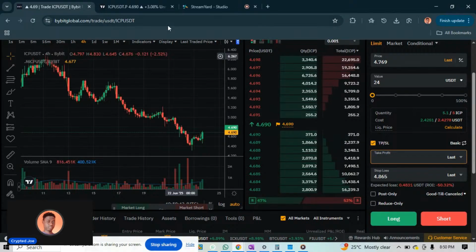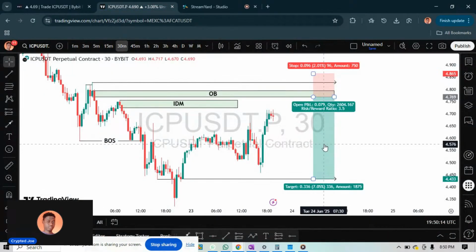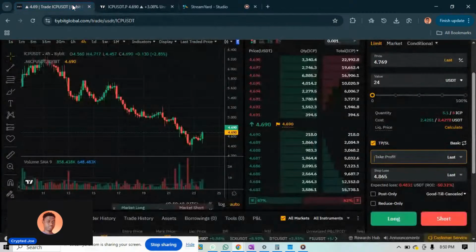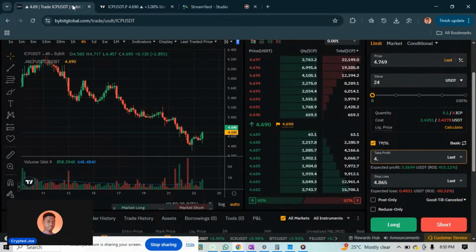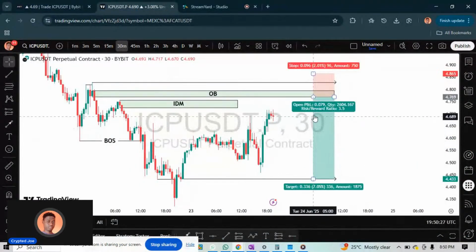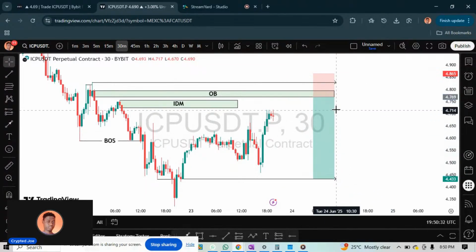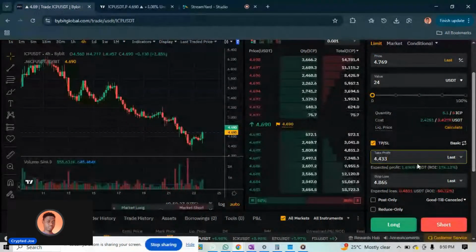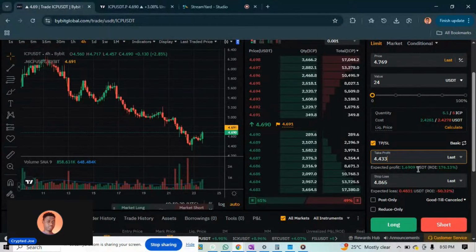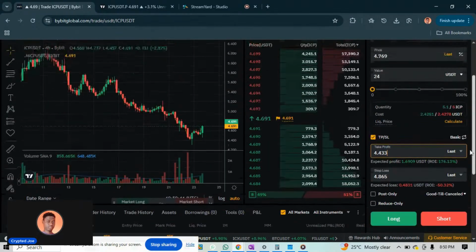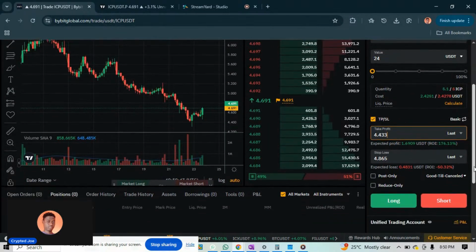Take note of the stop loss first before you even talk of take profit. 4.433. You see, it's a 1:3 trade. 3.5. So you multiply whatever amount you are risking by 3.5. That's what you get if you hit take profit. So I will make 1.69 USDT. You understand?